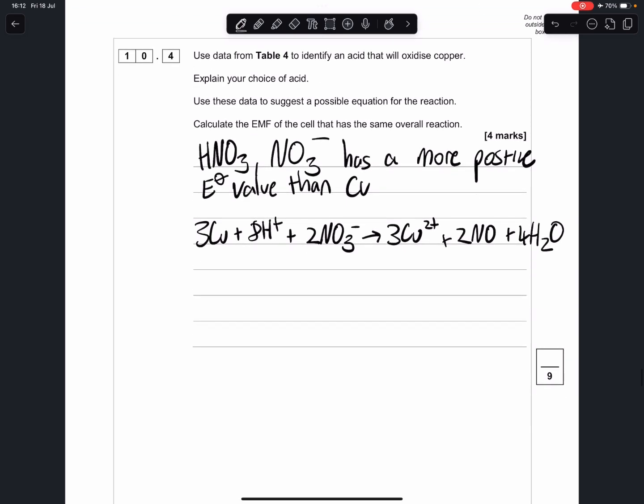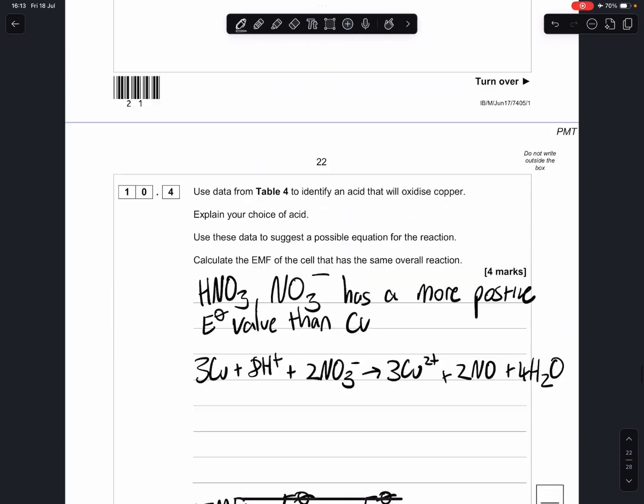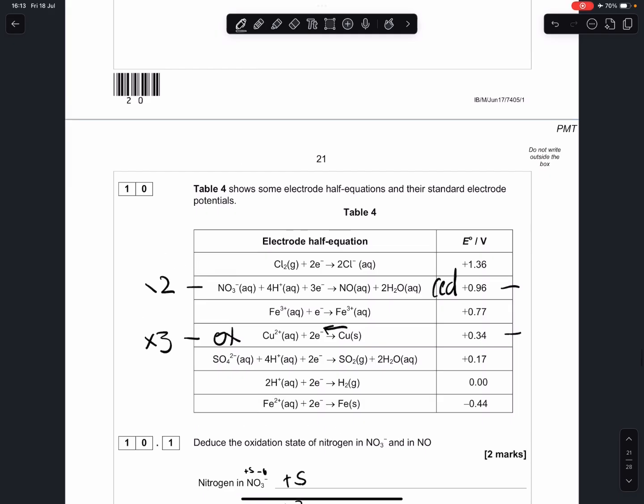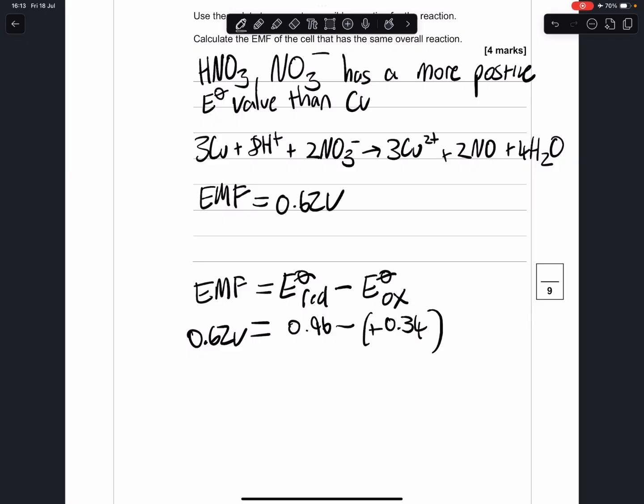So to calculate the EMF of the cell, EMF is the E naught of the cell that's being reduced minus the E naught of the cell that's being oxidized. And the one that's being reduced here is 0.96, and the one that's being oxidized is 0.34. Or you could say plus 0.34, doesn't make a difference. And if you put that into your calculator, you'll get an overall EMF of 0.62 volts. So the EMF equals 0.62 volts.